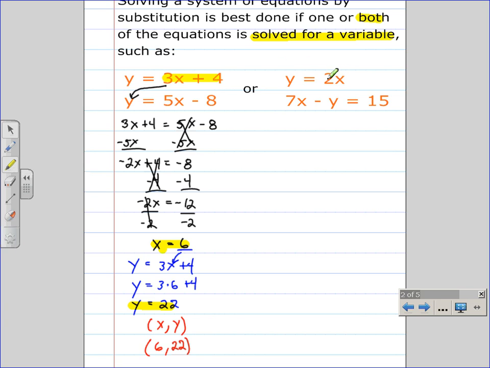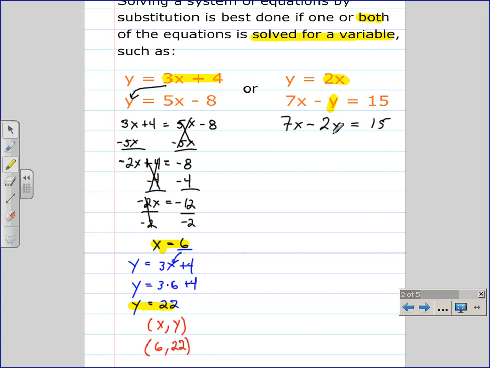And that's the first equation, which means we're going to take this 2x and substitute it in to this y. So we're going to rewrite the second equation, but instead of y, we're going to put in the 2x. So this becomes 7x minus 2x, because we took the y out and put in the 2x, is equal to 15.